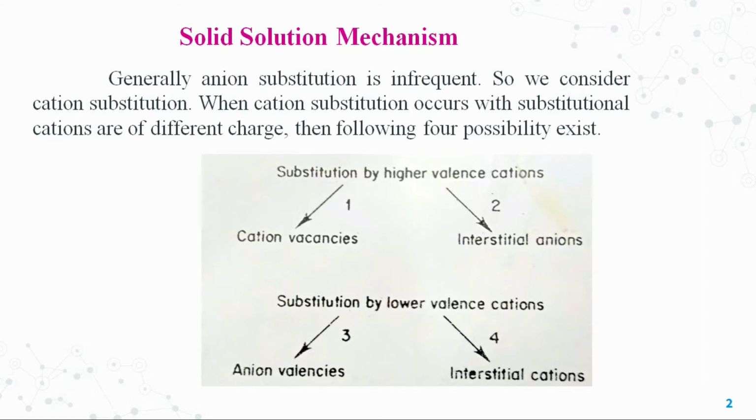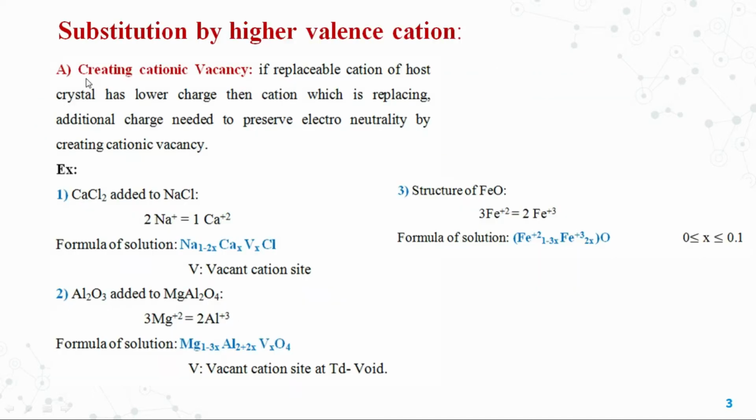When cation substitution occurs with a substitutional cation of different charge, then these four possibilities will exist. If we are substituting by a higher valence cation, it may result in cationic vacancies or interstitial anions, or if we carry out substitution by a lower valence cation, then it may result in anionic vacancies or interstitial cations. Let us learn these cases one by one. Substitution by higher valence cations.